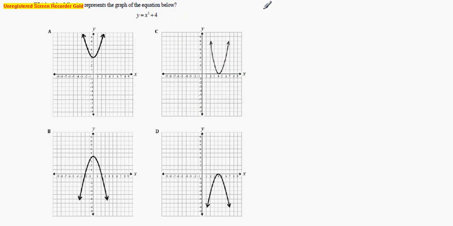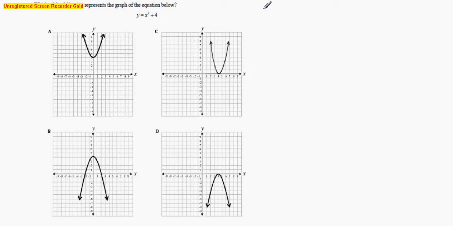Alright, so this is the video on how to graph a quadratic equation. And we're not going to go very deep into how to graph a quadratic equation because that's an Algebra 2 topic. But what we are going to do is learn how to get the answer of graphing a quadratic equation if the question is a multiple choice question, because that's all we need to be able to do, right?